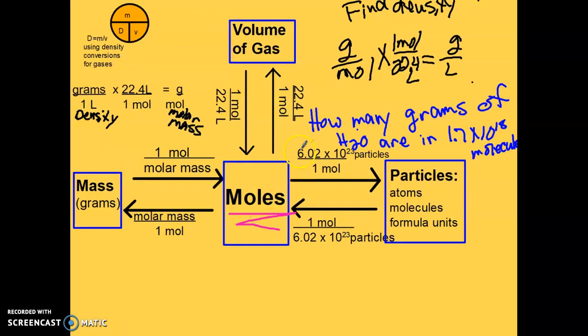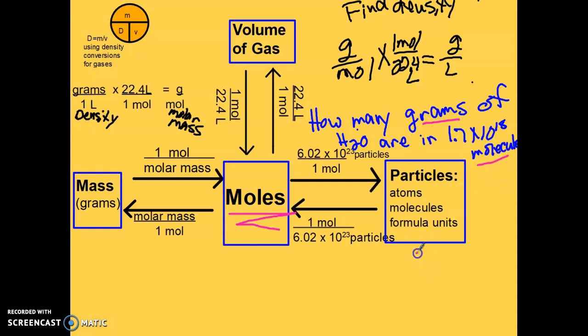So let's say I want to solve the problem, how many grams of H2O are in 1.7 times 10 to the 18th molecules. So I'm going to make a quick little path here. I'm going from molecules to grams.